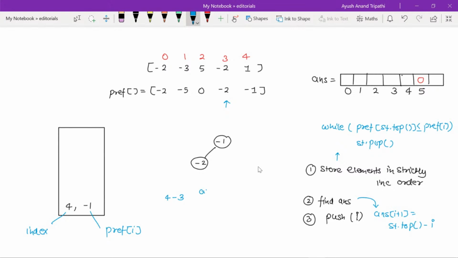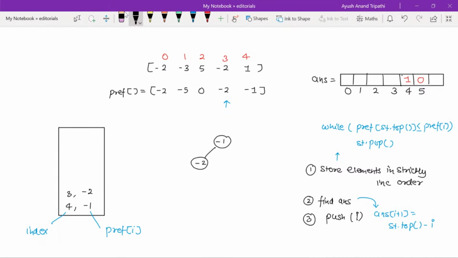So answer of I plus 1, which is 4, is equal to answer of 4, which is equal to 4 minus 3, which is equal to 1, right? So that is true as well. Answer of 4 is equal to 1. So from this index, the minimum length subarray with a sum greater than 0 is the current element itself, because its value is 1, greater than 0. So a happy case, right? And then we'll push this, so 3 comma minus 2, and then we'll move to the next element.